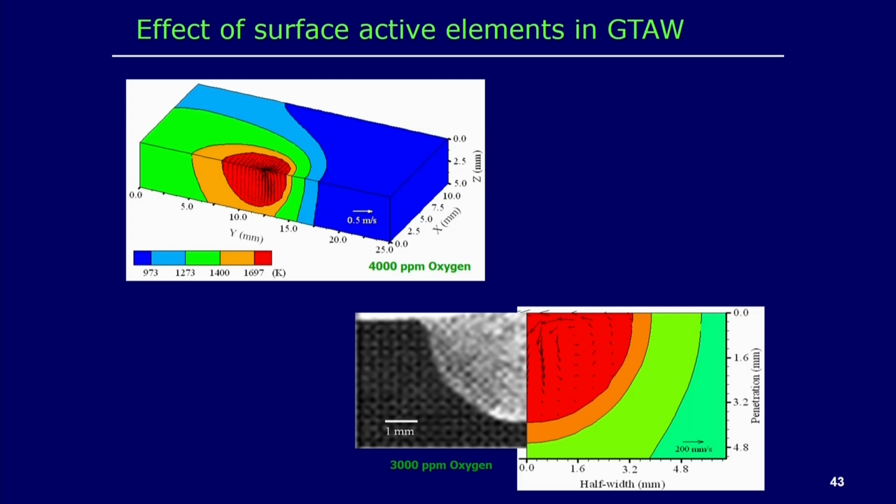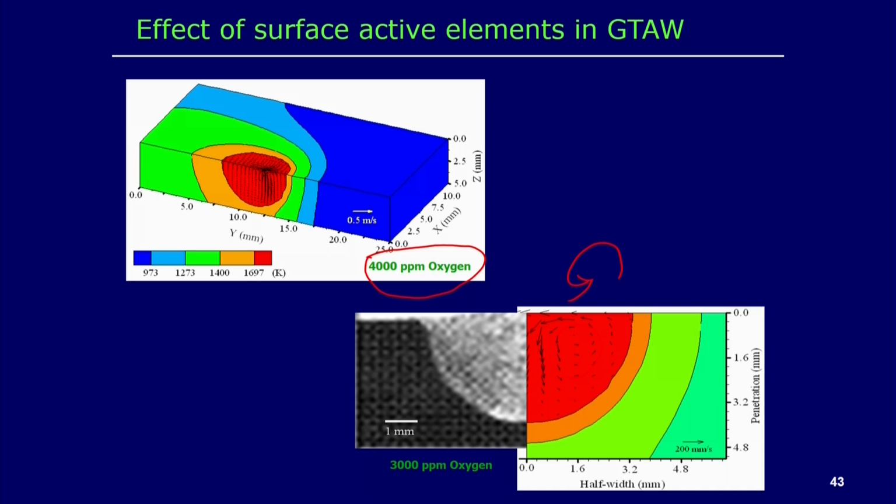Now, we can see the effect of the surface active elements in the gas tungsten arc welding process in another way. Here, I just mentioned the surface active element, that means the presence of 4000 ppm oxygen, and that oxygen has been mixed with the shielding gas. That acts as a surface active element and influences the material flow pattern during the welding process. Here you can see the flow pattern is in this direction, that means there is an effect of the surface active elements, and we can see that even for the gas tungsten arc welding process, it is possible to achieve quite a high depth of penetration, that means quite a high aspect ratio.